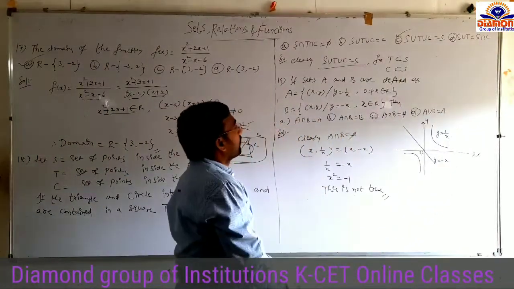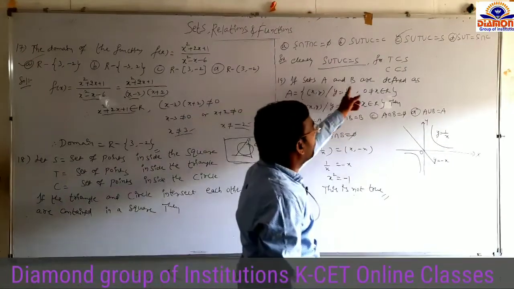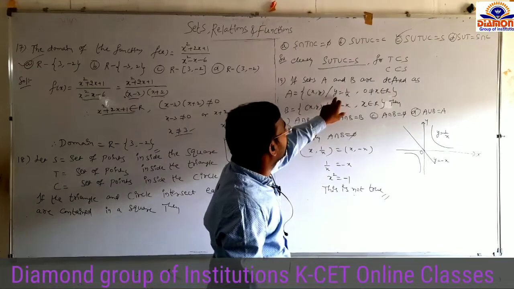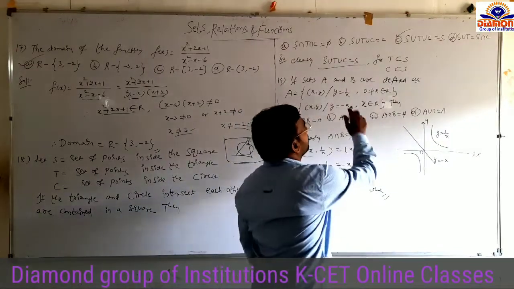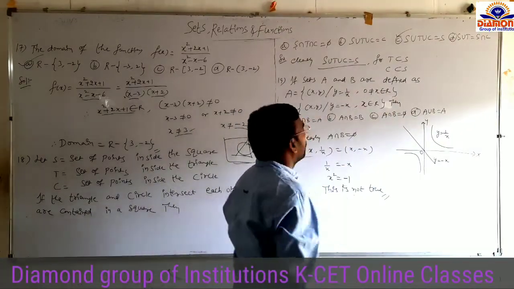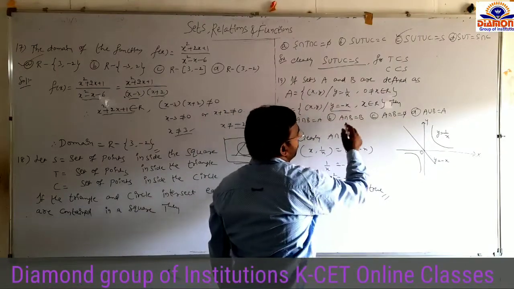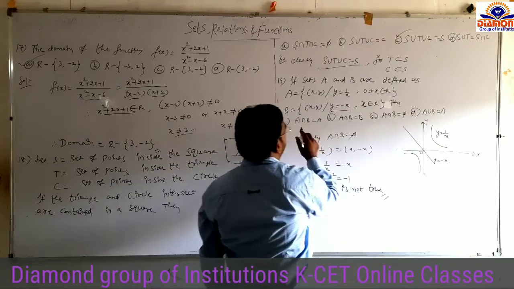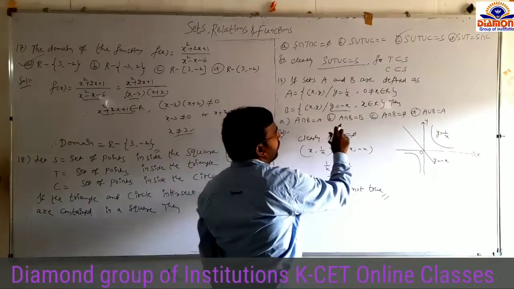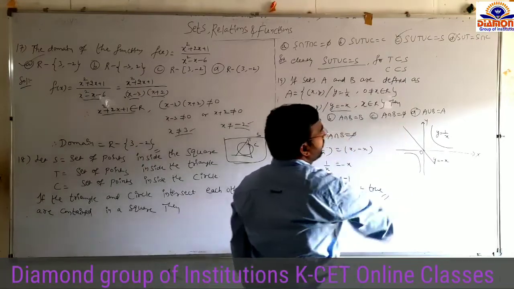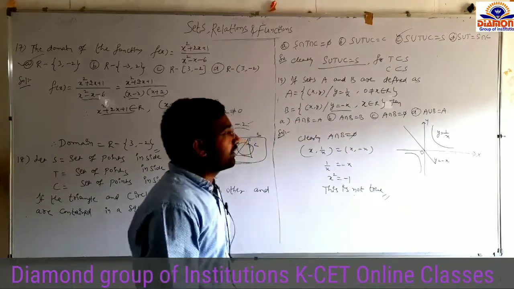Next, if sets A and B are defined as, A is the set of x comma y such that y equal to 1 by x, x not equal to 0, x belongs to R. Next, B is the set of x comma y such that y equal to minus x, x belongs to R. Then option A, A intersection B equal to A. Option B, A intersection B equal to B. Option C, A intersection B equal to phi. Option D, A union B equal to A.